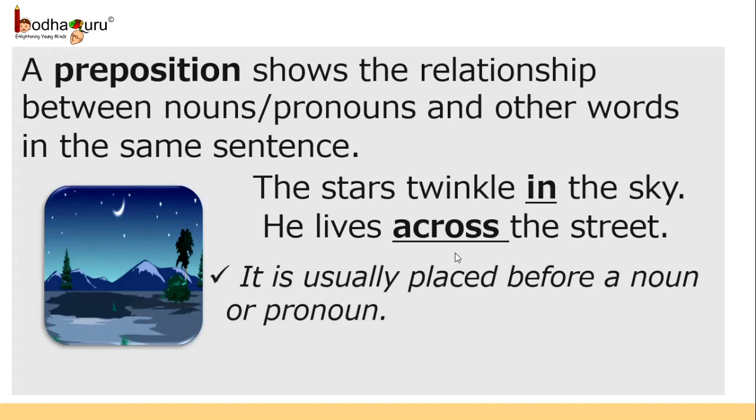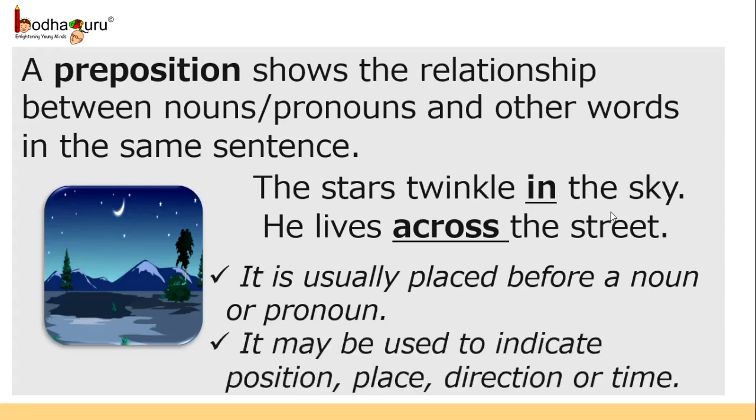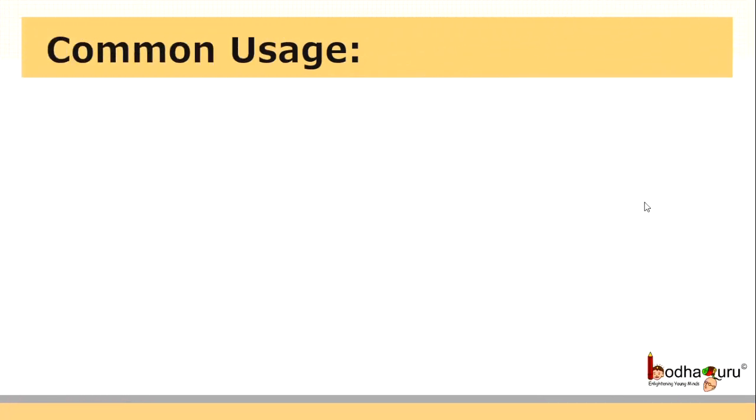And if you see, these prepositions are generally placed before a noun or a pronoun. For example, in the first sentence, in is coming before the noun sky. Also, they generally indicate position, place, direction, or time. As we see in the first sentence, in tells us about the location or the position of stars with reference to the sky. So now let us see a few sentences.